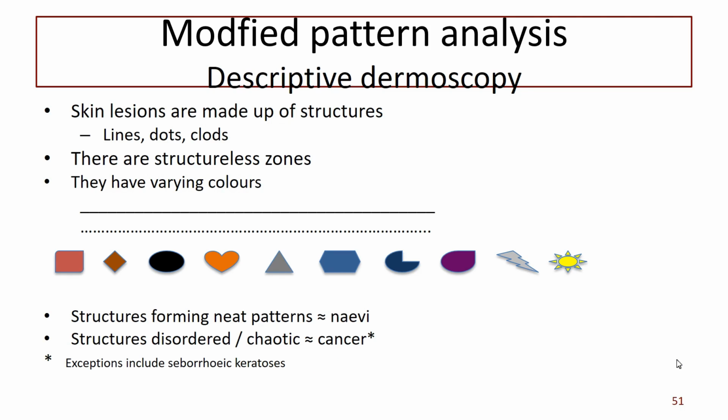So modified pattern analysis starts off with skin lesions are made of structures, lines, dots, and clods, and there are structureless zones. So if you can't see a line or a dot or a clod, and that they have varying colours.